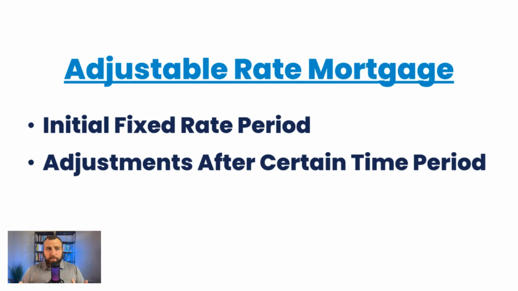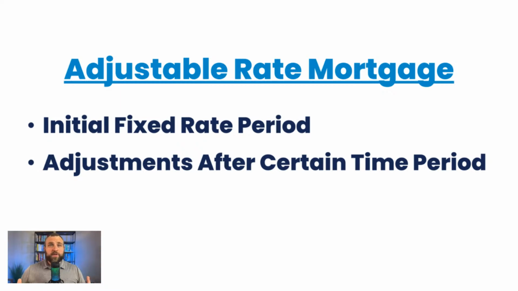Now, adjustable rate mortgages are quite a bit different. They're not as popular as they were before 2008. There's been a lot of reforms made to the adjustable rate mortgage, and that's probably one of the reasons why they're not as popular. So what is an adjustable rate mortgage? Well, it's just like it sounds. We call them ARMs for short, adjustable rate mortgage, ARM.